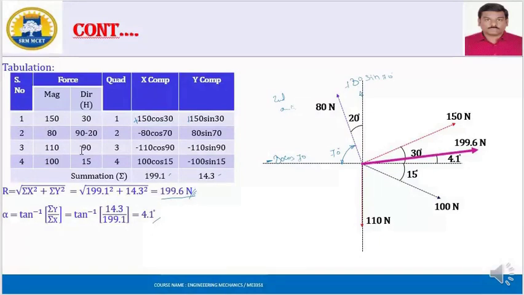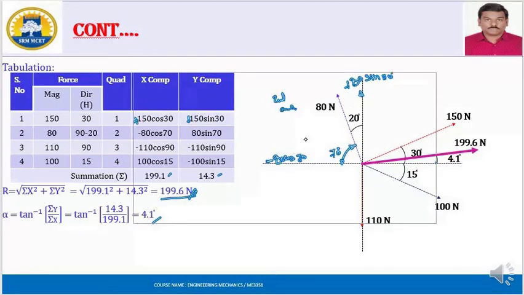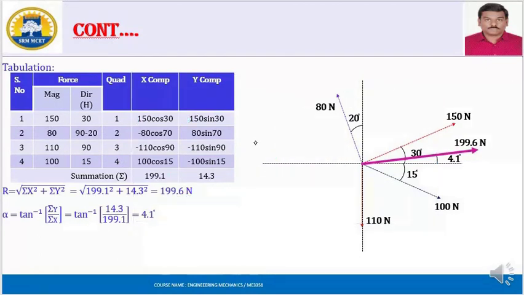See the tabulation: magnitude, direction, quadrant (first, second, third, fourth), x component, y component. For the first force, I showed how to derive it: 150 cos 30 and 150 sin 30. Both are positive. Why both are positive? Because the force is located in the first quadrant.